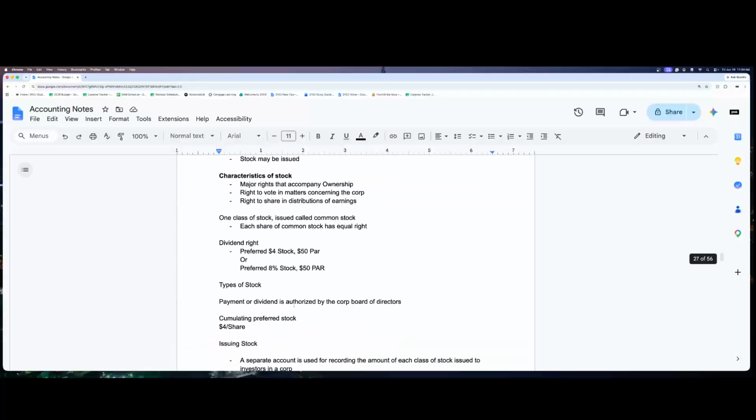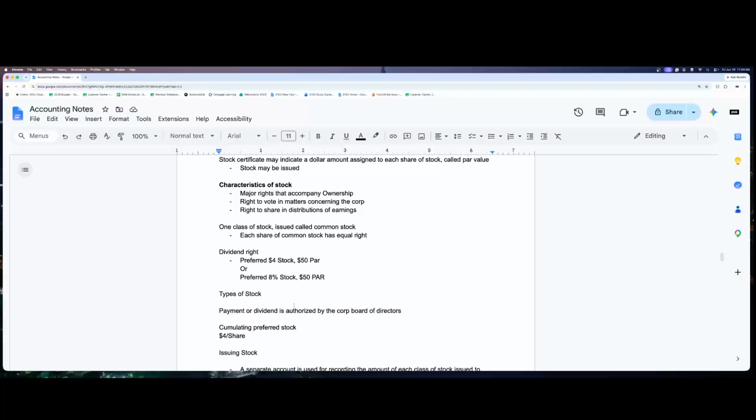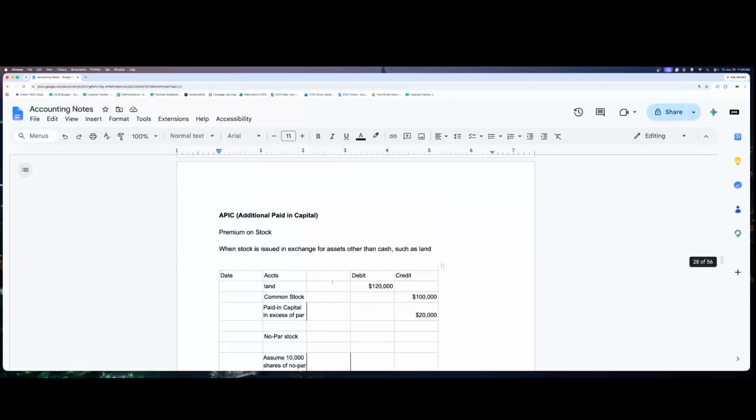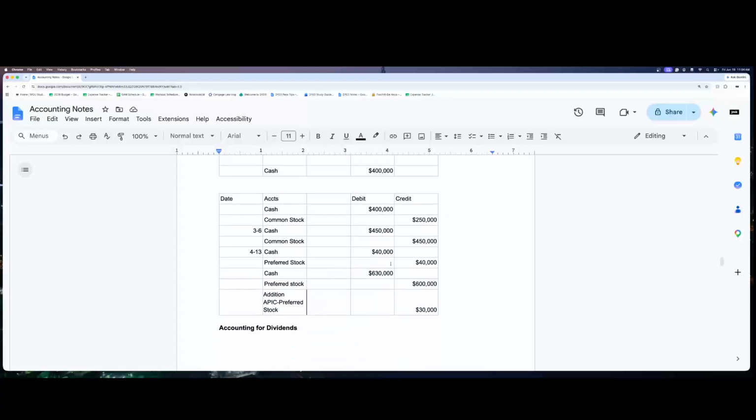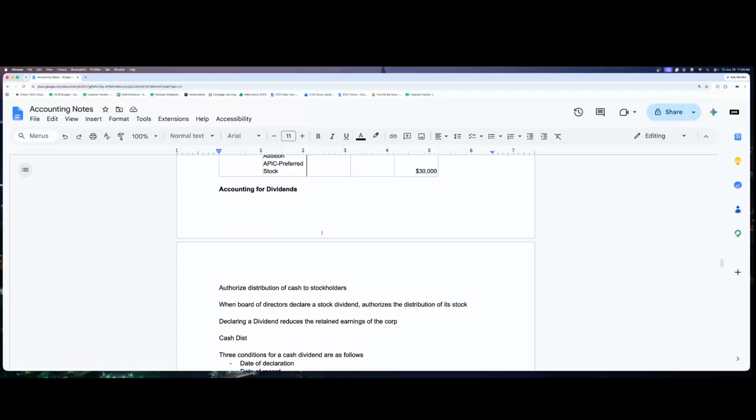Okay, and things such as stocks, preferred versus common stock, as well as par, as well as additional paid-in capital. I'll make more videos on this and talk more about it in a minute. I'm just going to do a review real quick. Additional paid-in capital: if the stock is sold over par, then the excess is the additional paid-in capital.